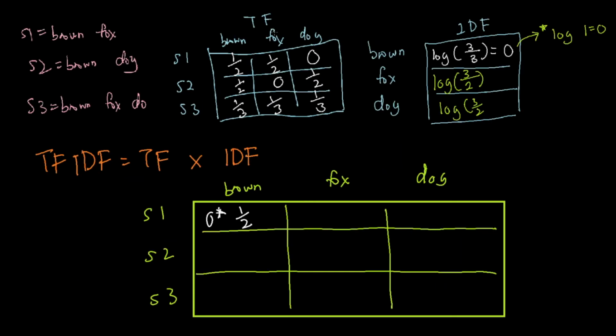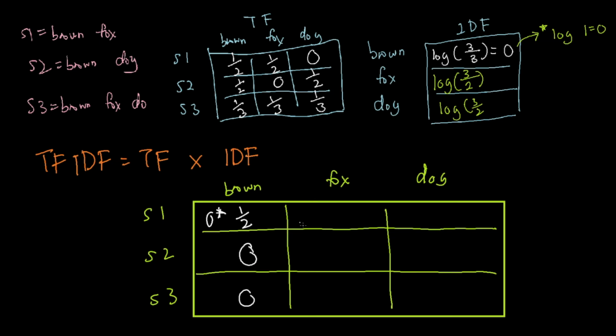Now that we know our term frequency and our inverse document frequency, we can compute our TFIDF by just multiplying both of these values together. So for example, when we look at brown in sentence 1, we know that the value will always be 0 no matter what, because the IDF is 0. So it will always be 0 for the second sentence and also the third sentence.